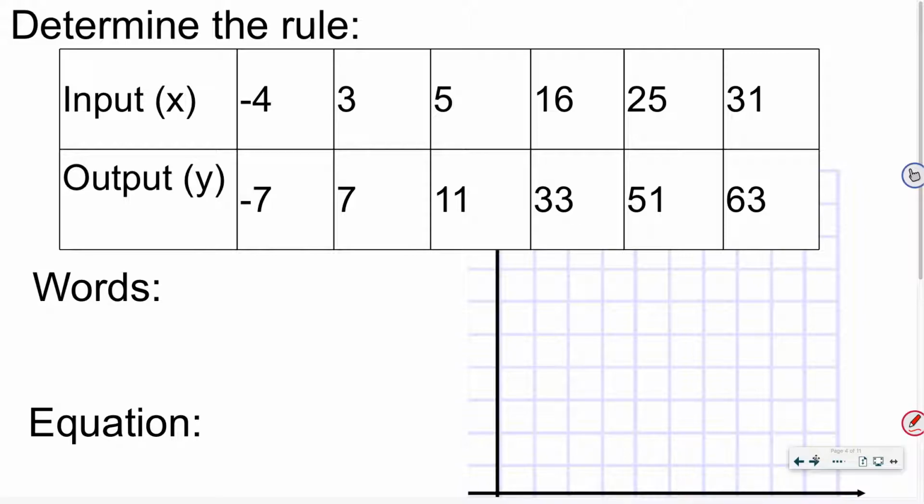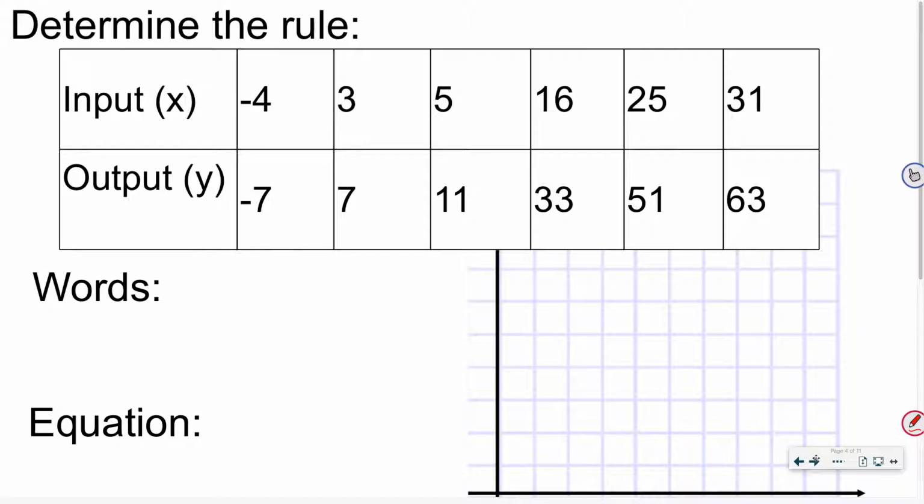So let's take a look at this table. Our inputs are listed on the top. Our x values represent our inputs. We put in the number -4, and we got -7. We put in 3, and we got 7. We put in 5, we got 11. We put in 16, we got 33. We put in 25, we got 51. We put in 31, we got 63.